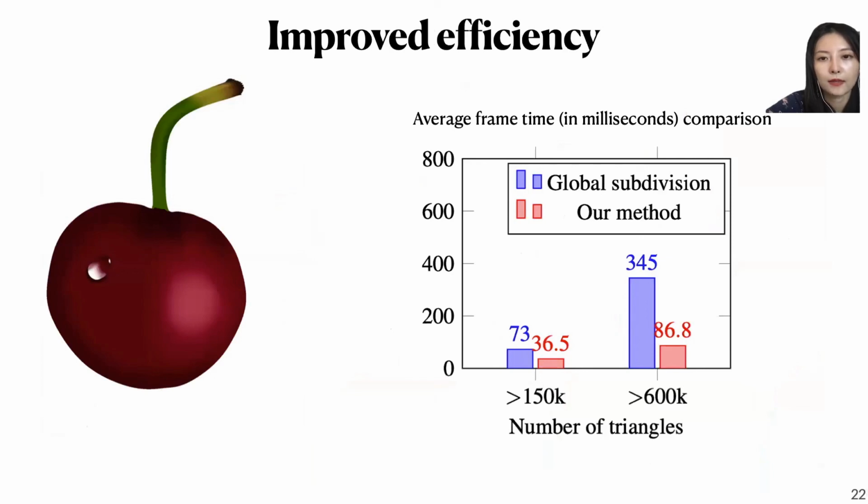Our method has high efficiency compared with the global subdivision method. With this cherry model, the x-axis represents the number of triangles, because data is tessellated into triangles after tessellation. So we use this number to compare. You can see our measurements. The average frame time is greatly reduced when the number of triangles is huge.